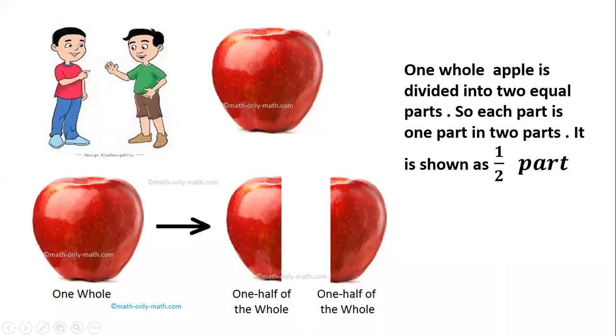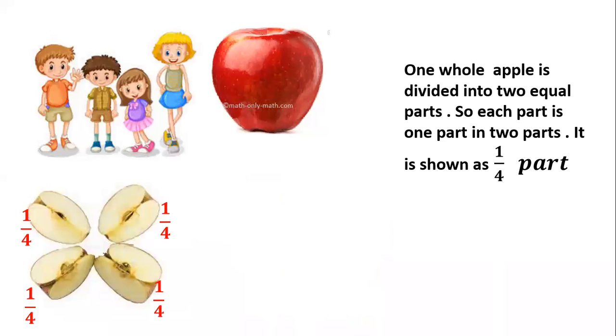Instead of 2 people, if there are 4 students, we have to divide the apple into 4 parts. This you might have experienced practically. Your parents have given apple cut into 2 parts or 4 parts to the kids. So this is a known practical thing that happens in our day-to-day life. So make 4 parts and give. So one apple is divided into 4 parts. So each is known as 1 by 4 part.